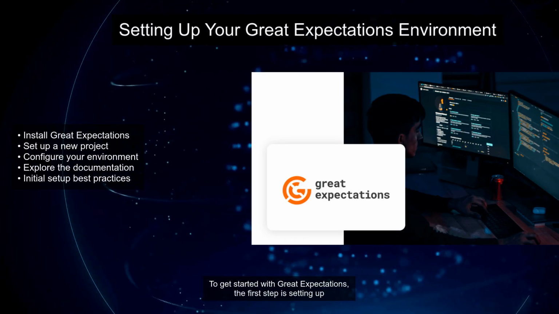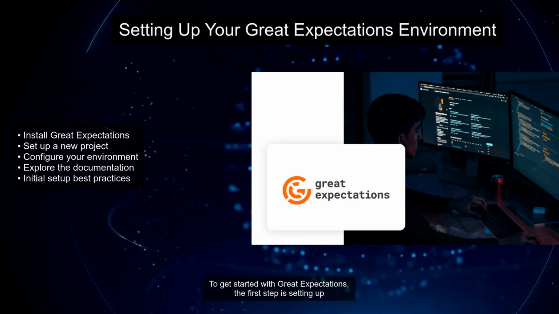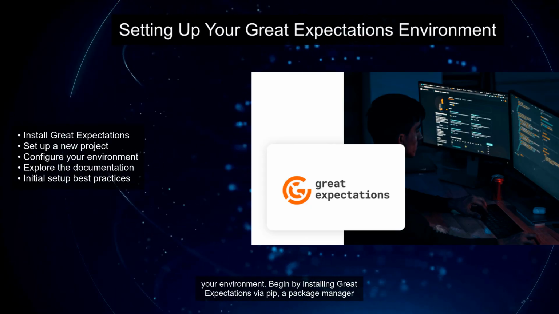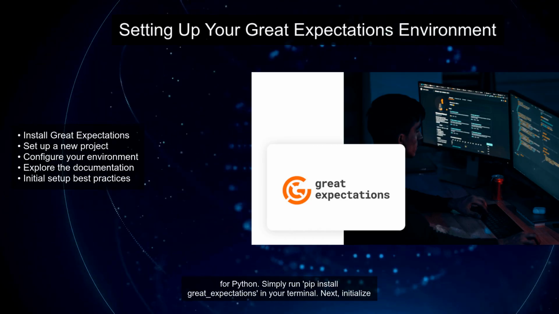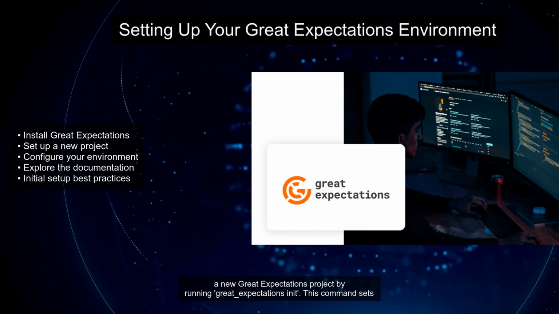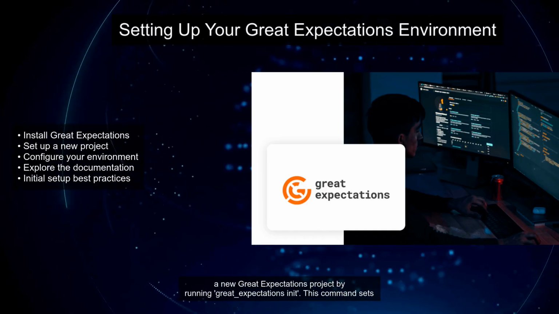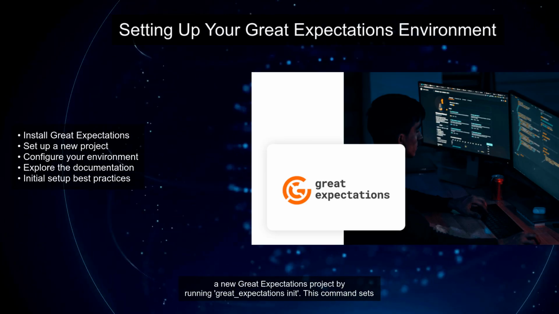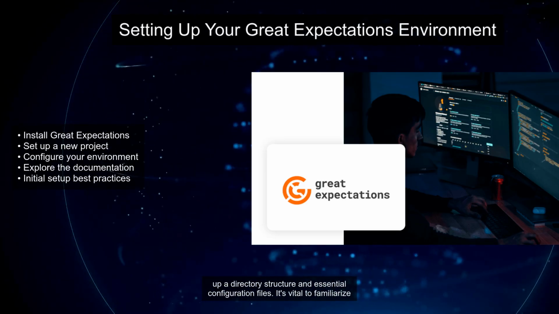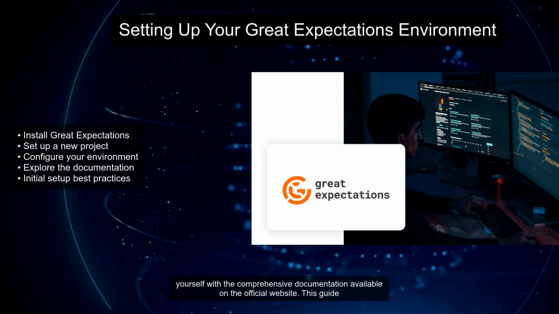To get started with Great Expectations, the first step is setting up your environment. Begin by installing Great Expectations via pip, a package manager for Python. Simply run pip install great_expectations in your terminal. Next, initialize a new Great Expectations project by running great_expectations init. This command sets up a directory structure and essential configuration files.